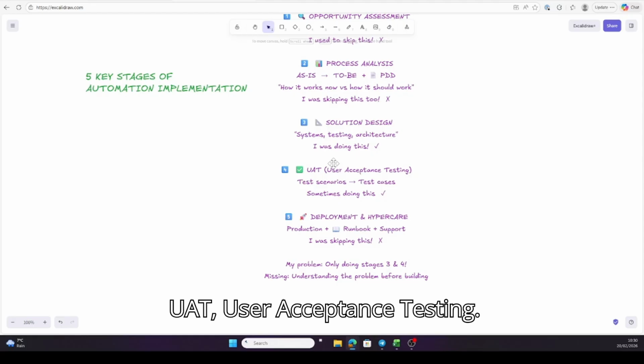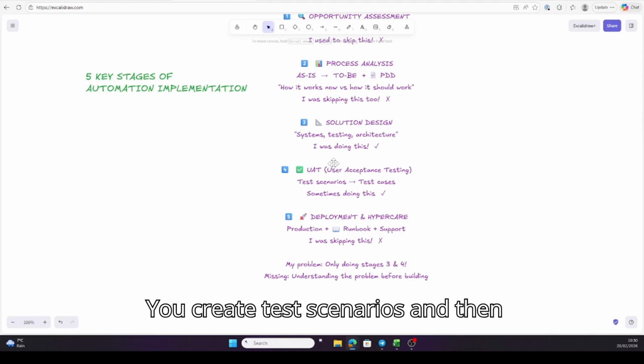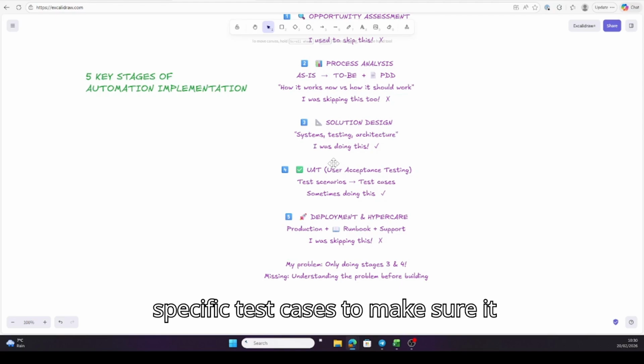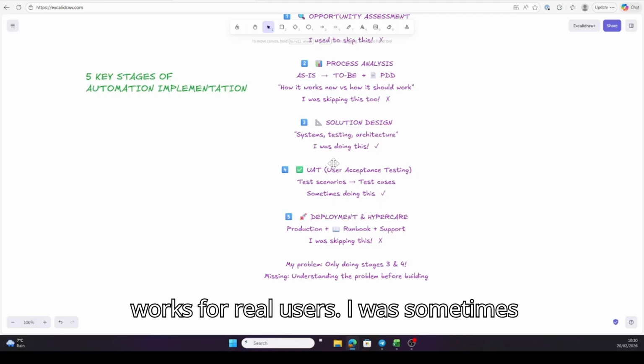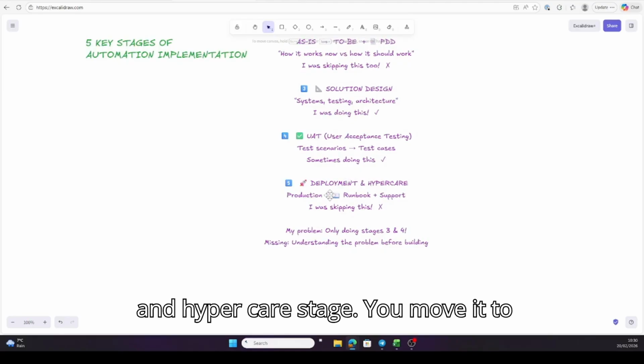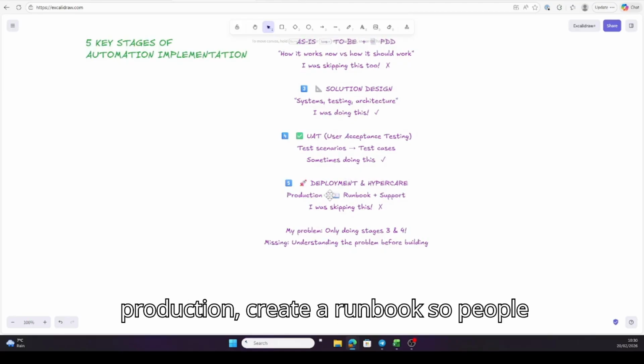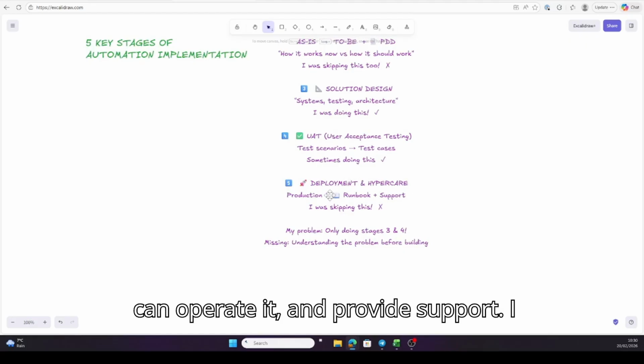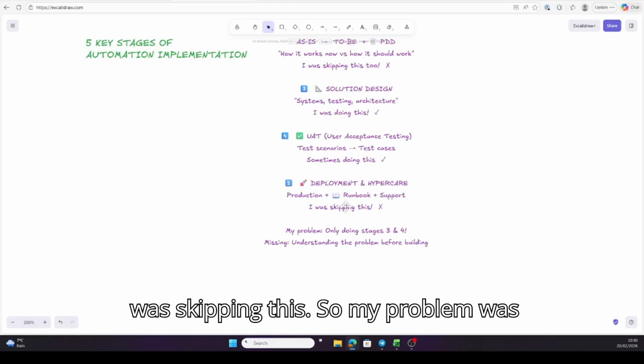Fourth is UAT, user acceptance testing. You create test scenarios and then specific test cases to make sure it works for real users. I was sometimes doing this. And fifth is the deployment and hypercare stage. You move it to production, create a runbook so people can operate it, and provide support. I was skipping this.